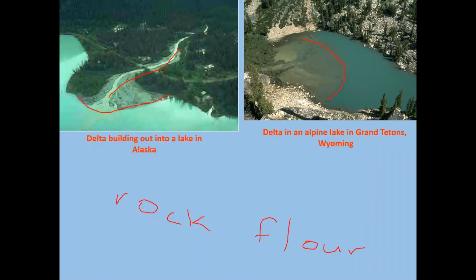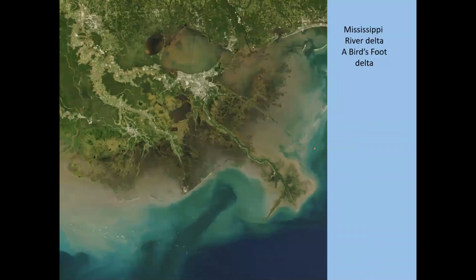I should say it gives it that milky blue color. And then this is the Mississippi River Delta. The Mississippi River Delta is a weird one. It's called the Bird's Foot Delta because there are all these distributary channels associated with it.